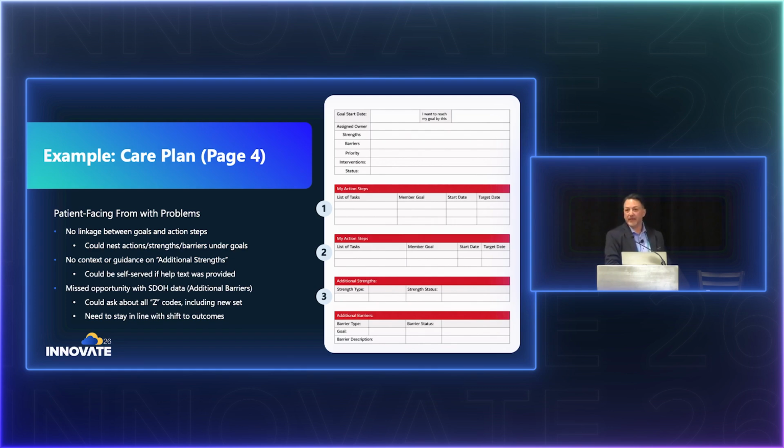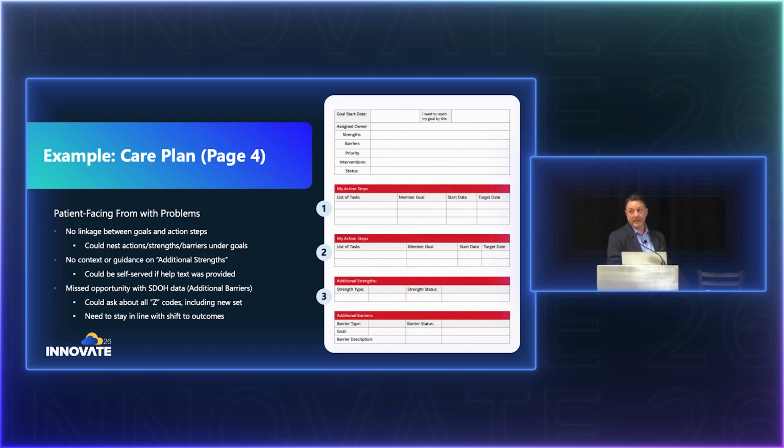Same form, different page. There's absolutely no linkage on this form between the goals and the action steps that they need to take. In other words, they're interleaved almost rather than being directly related. There's no context or guidance on the additional strengths. This could actually be a self-service form if you provided help text. It wouldn't actually require a clinician to fill out most of this.